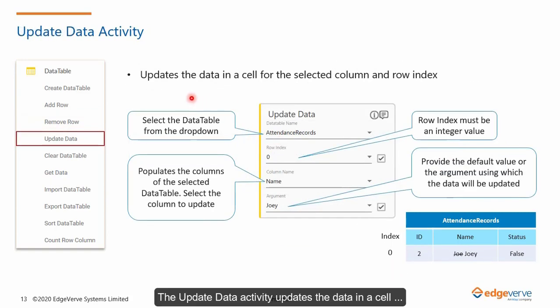The Update Data activity updates the data in a cell for the selected column and row index. Here you select the datatable, index of the row, and the actual column at that row index to update, and the actual value in the form of arguments or a default value. Here, in this example, column name value is updated from Joe to Joy for row index 0.